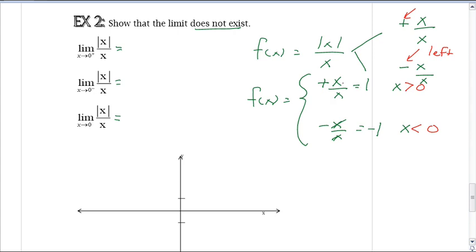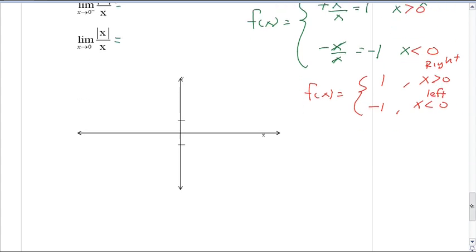Okay, so this is my piecewise function. I'll even rewrite it for you. f of x is equal to, in this case, 1 where x is greater than 0, and negative 1 where x is less than 0. Remember that we have a positive, so it's going to be the right hand side, and we have a negative, which is the left hand side. So now let's go ahead and give it a face. Let's sketch this thing. Okay, much simpler when they give you a graph, I know.